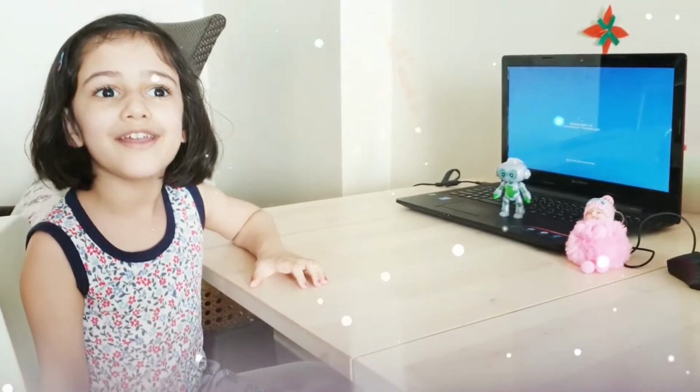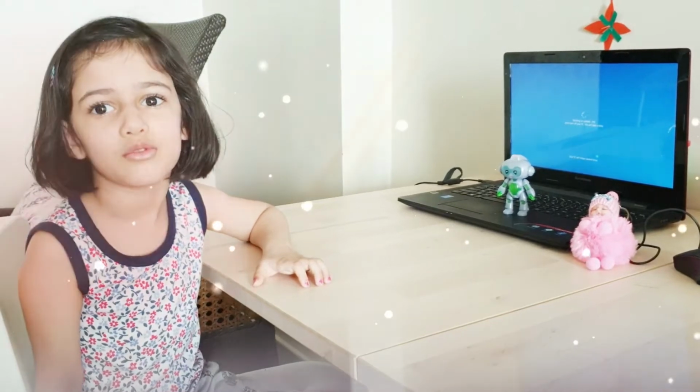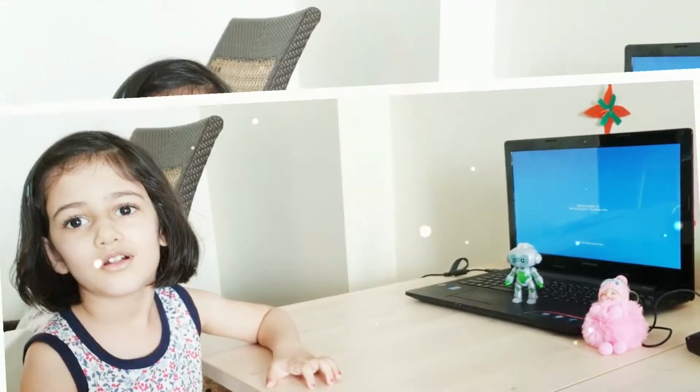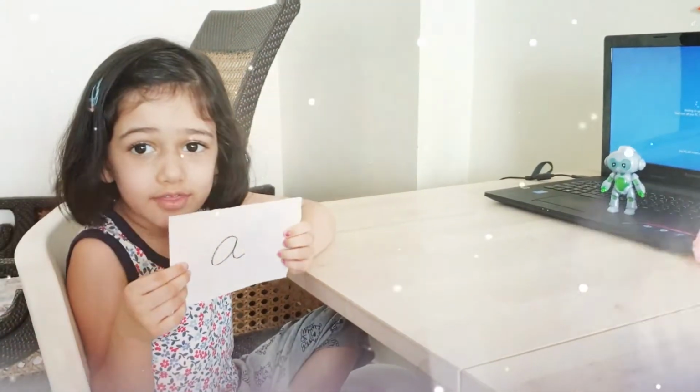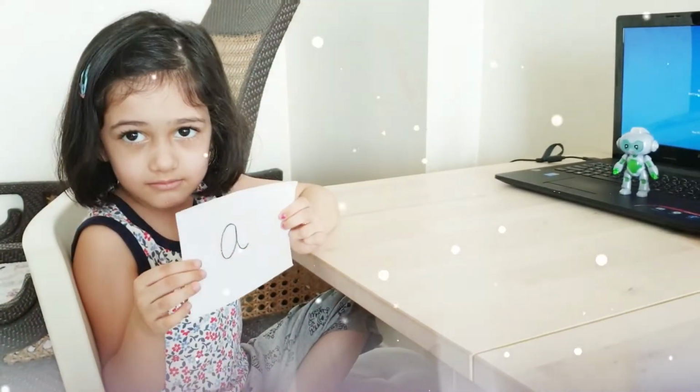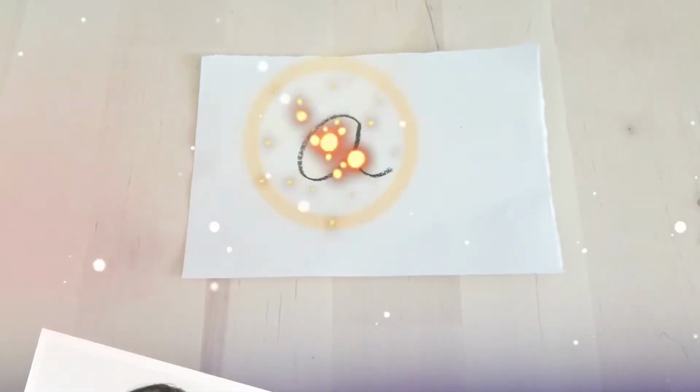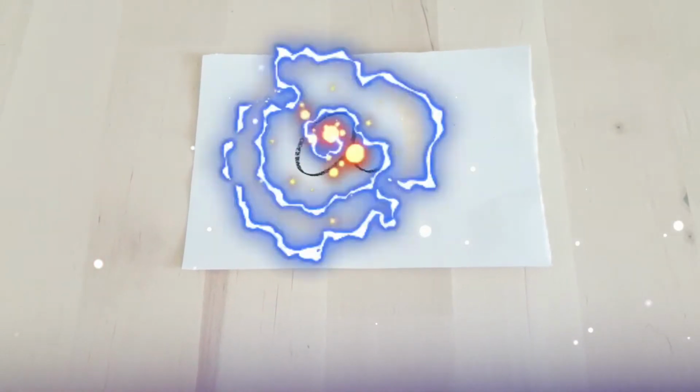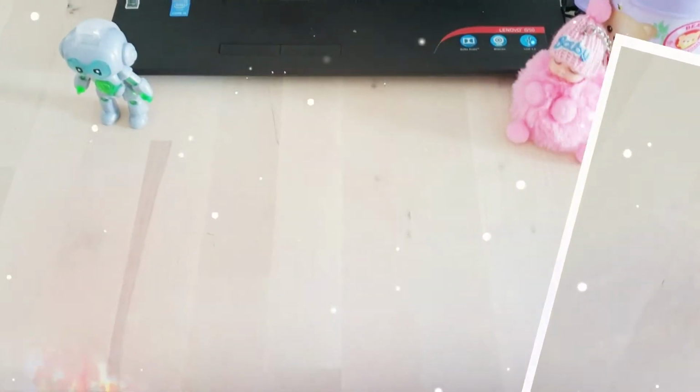Today we are going to blend sounds. This is A, and the phonic sound is A. A wants to be friends with different letters. The phonic sound of letter C is K.